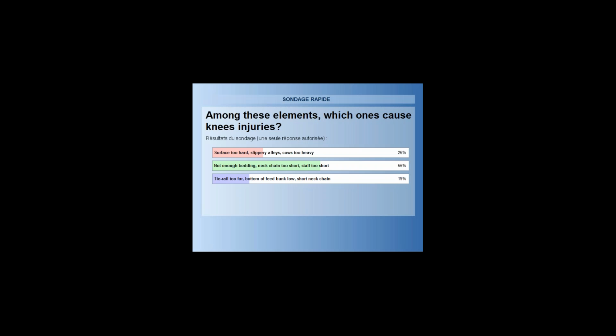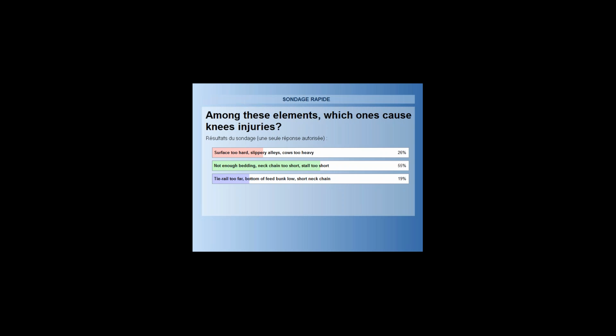Is that so? So again, I would say that for this one, 2 out of 3 of those responses are correct. So obviously a hard surface. Knee injuries are primarily caused by contact between the knee of the cow and the surface that they're lying down on, and repeated exposure of hard contact between the knee and the surface. So any type of hard surface, again, with lack of bedding or lack of cushion is going to increase the risk of that injury. Same thing with a slippery surface.